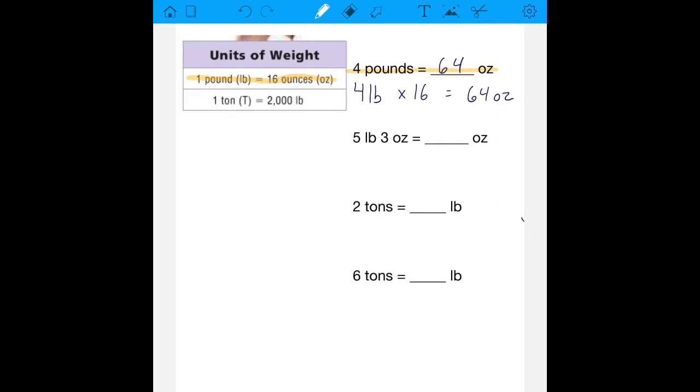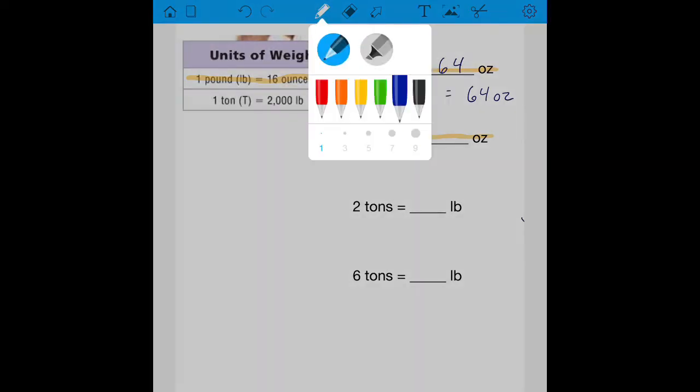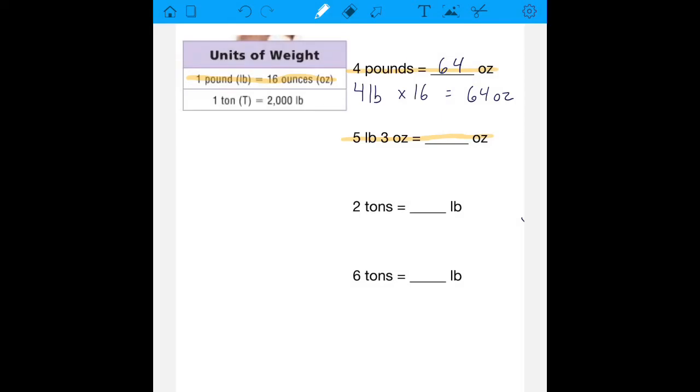Now this next problem is going to be very, very similar, except for there's a little added step to it, because it wants me to convert 5 pounds and 3 extra ounces over to ounces. So when I do that, I am going to follow those same steps, where I am going to do 5 times 16, which equals 80. But now I have those extra 3 ounces. So in this case, I'm going to add those 3 extra ounces. So what that really means is that 5 pounds and 3 ounces equals 83 ounces.